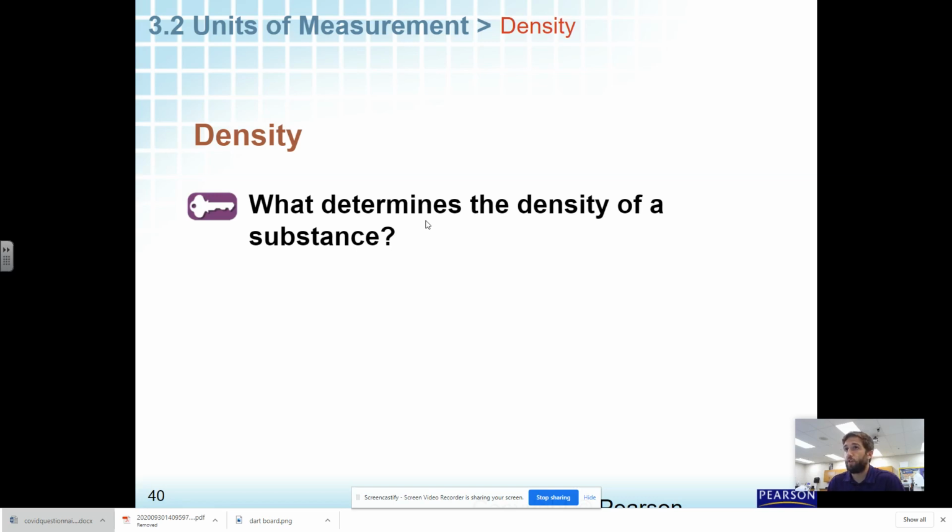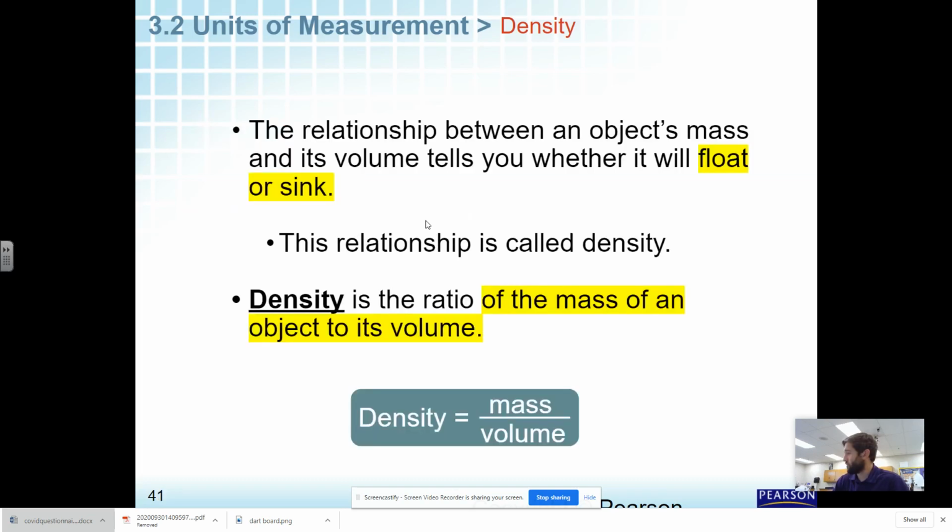All right, so let's talk about this, and then at the end I've got a little experiment, and we'll see if it works out or not. So hopefully it does. All right, so density. What determines the density of a substance? The density of something will tell you whether something floats or whether something sinks.